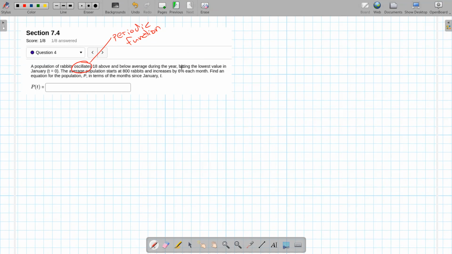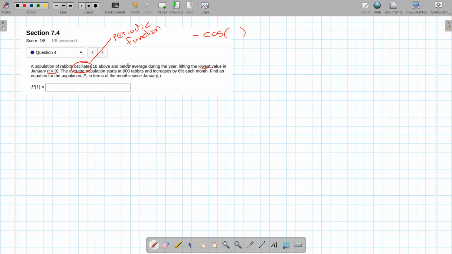And here they're telling us it hits the lowest value in January. So we're starting at a low. Now cosine starts at a high, so if we flip the cosine, that'll start at a low. So oscillates tells me it's a sine or a cosine. The lowest value at t equals 0 tells me to use cosine. So I am going to have a negative cosine in here.